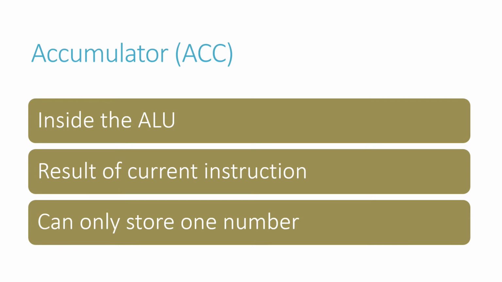The second register that we're going to learn about this lesson is called the accumulator. The accumulator is inside the ALU and it stores the result of the current instruction. It can only store one number at a time.